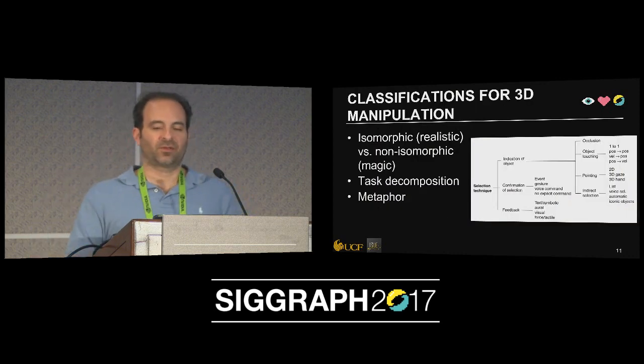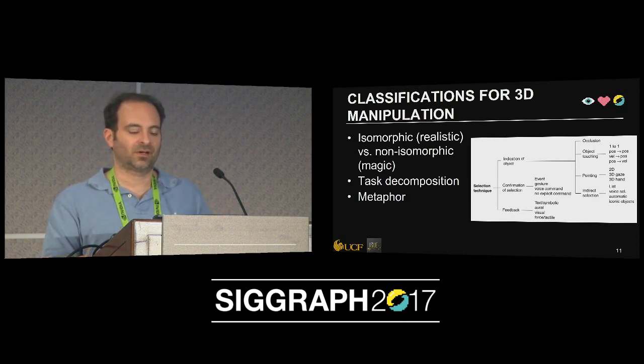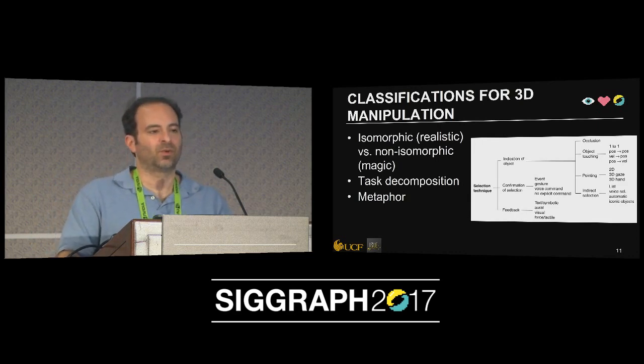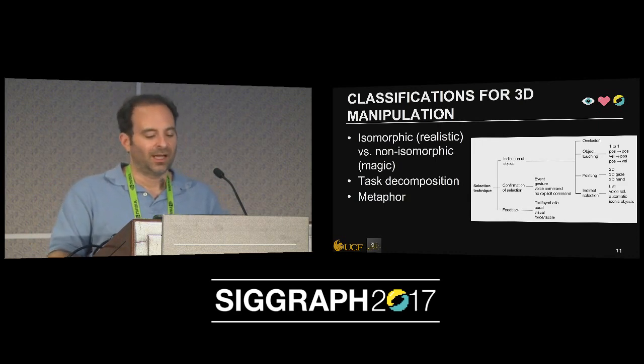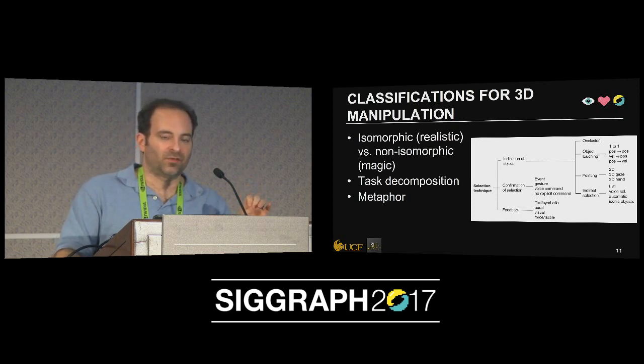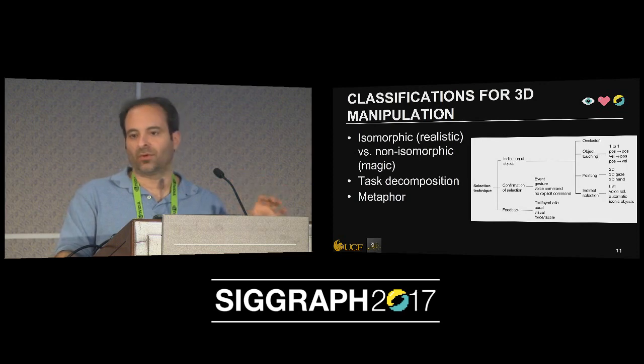Now, as far as classification for 3D manipulation, the main classification that I want to talk about and focus on in the rest of this talk is the isomorphic versus non-isomorphic task classification. And all that really means is, when I say isomorphic, I mean one-to-one mapping, or a more realistic mapping. Non-isomorphic is often considered magical, because what we're doing is we're changing that one-to-one mapping to be one-to-many or many-to-one, or changing the control-to-display ratio such that moving a small amount with the physical device may have the virtual device move quite a bit, or vice versa.